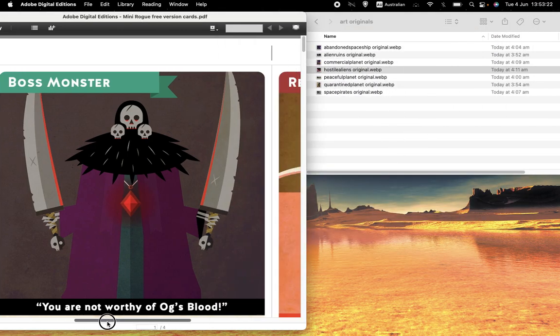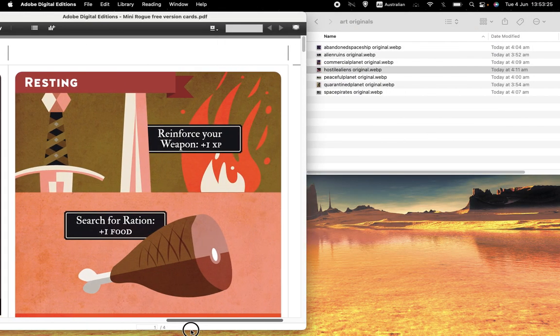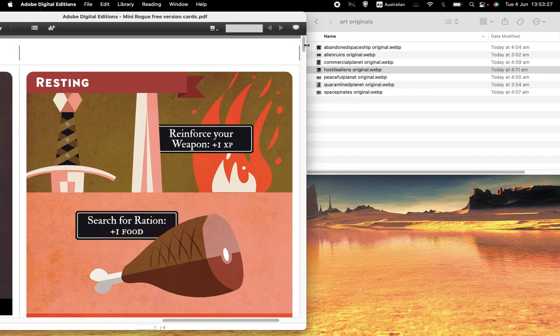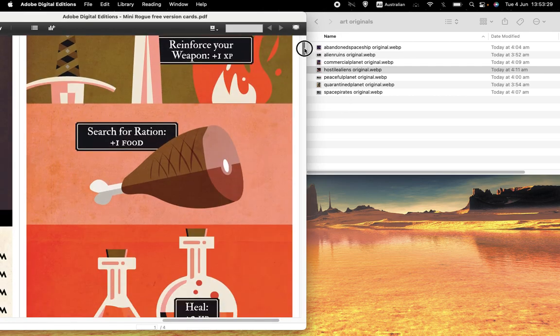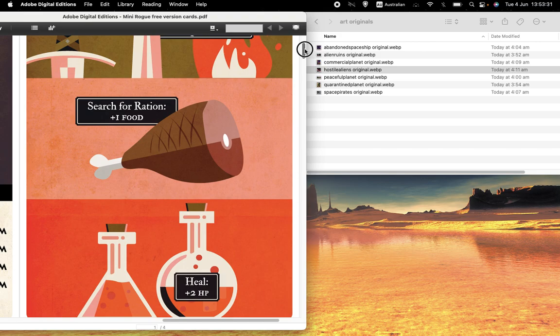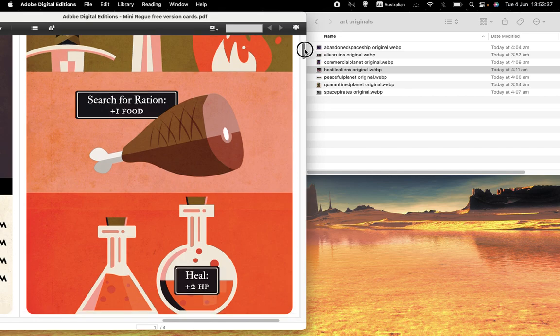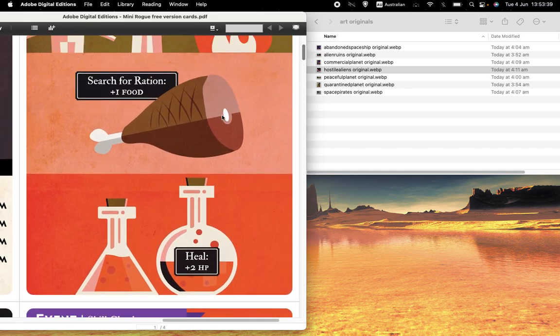Moving along, we have resting, where you get a choice to either get experience, increase your rations or your food, which I might just call the generic supplies or something like that, or heal up your hit points, which is probably going to be repair your spaceship.